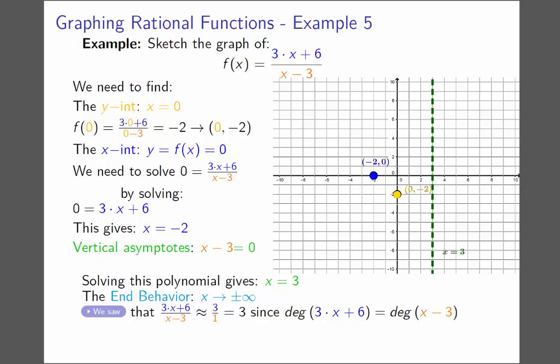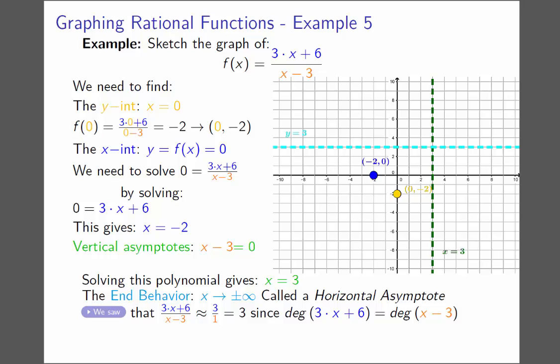In general, we saw that if the numerator and denominator have the same degree, then our end behavior is that f of x acts like the lead coefficient up top divided by the lead coefficient down bottom, in this case 3 over 1. So this means our function looks like the line y equals 3 as x gets larger and larger, either in the positive or negative direction. We call this a horizontal asymptote.